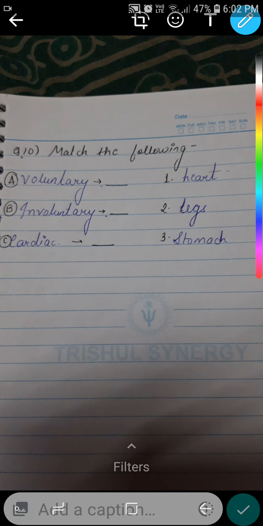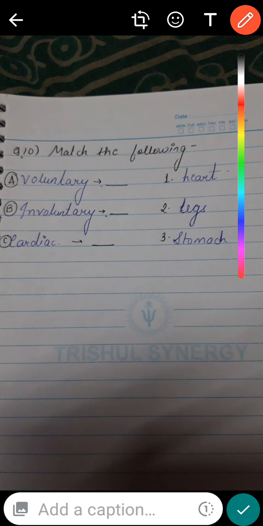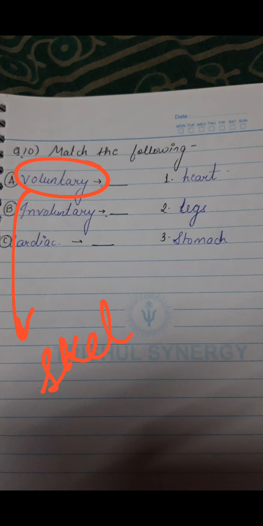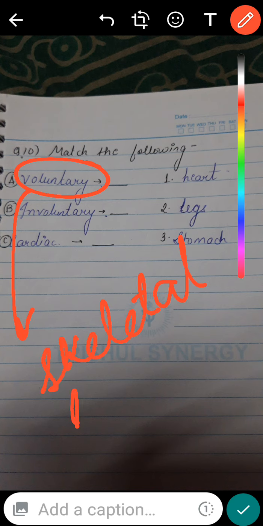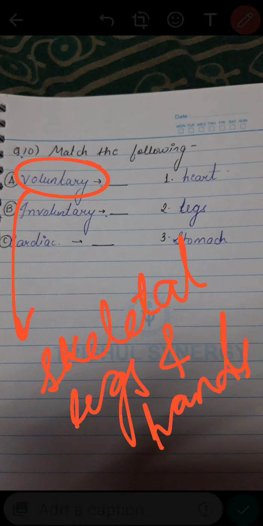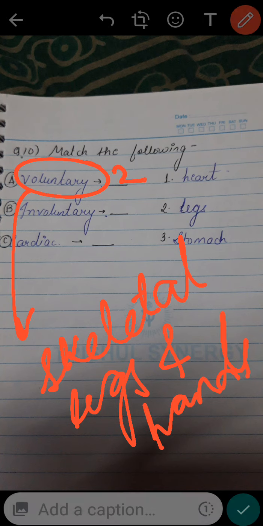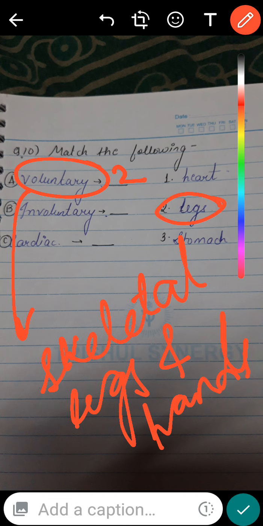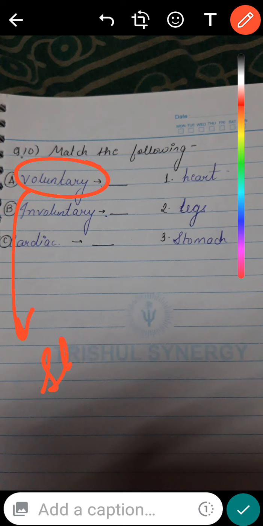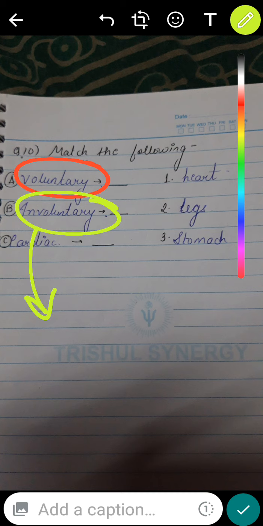Here we are on question number 10, the last question of this DPP. Voluntary tissue is present in the skeletal part. Skeletal part includes legs and hands. So our answer to this is the second one. Legs are voluntary. Next one is involuntary. Involuntary means the tissues which are not under our control.